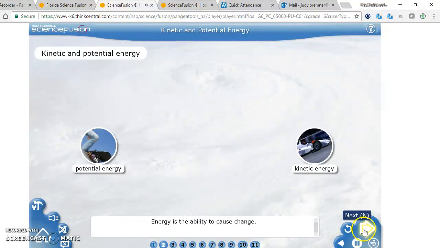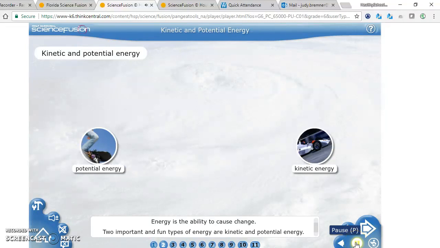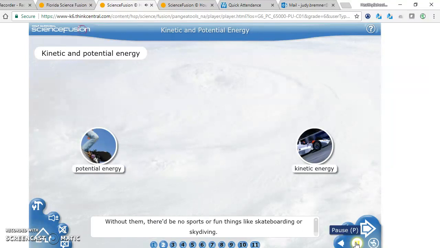Energy is the ability to cause change. Two important, fun types of energy are kinetic and potential energy. Without them, there'd be no sports or fun things like skateboarding or skydiving. Click on the pictures to learn more about them.